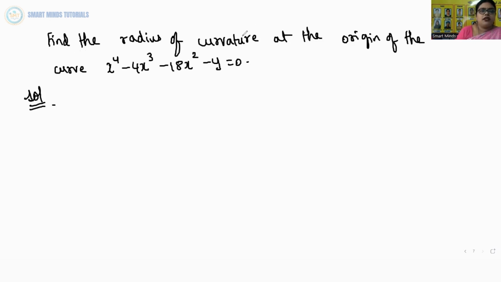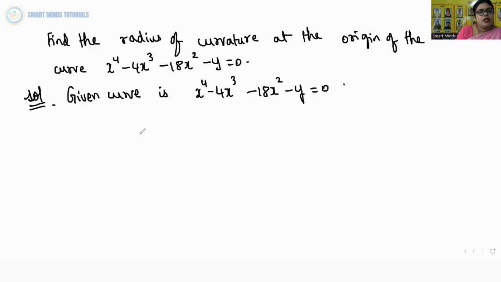This is the question. Find the radius of curvature at the origin of the curve x power 4 minus 4x cube minus 18x square minus y is equal to 0. So first we will write the given curve. Given curve is x power 4 minus 4x cube minus 18x square minus y is equal to 0. So from here, I will take minus y to the other side. So we will get y is equal to x power 4 minus 4x cube minus 18x square. So it is in the form y is equal to f of x. So this is called the Cartesian form.